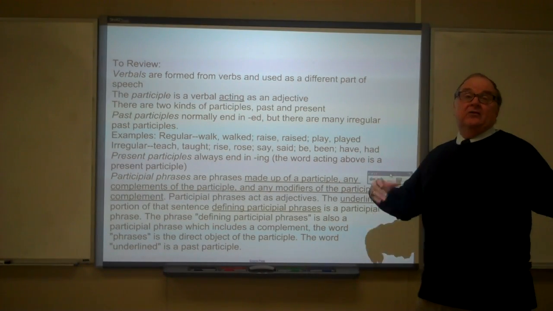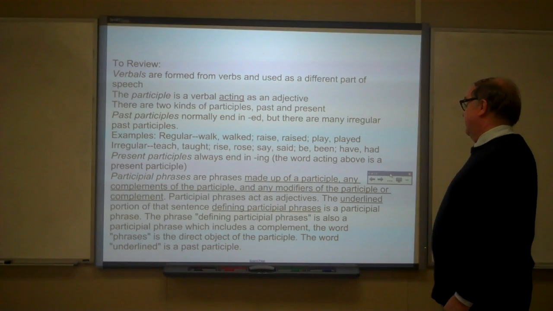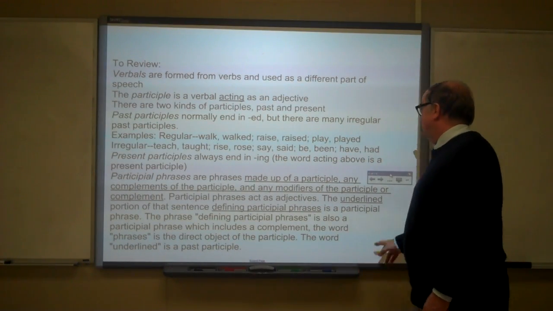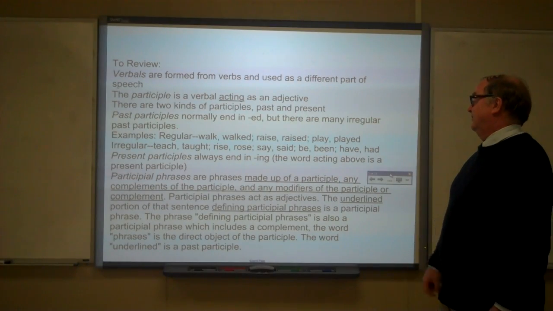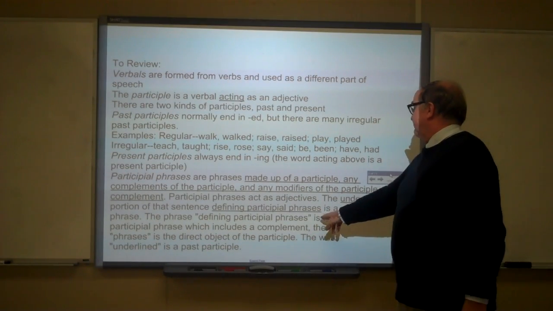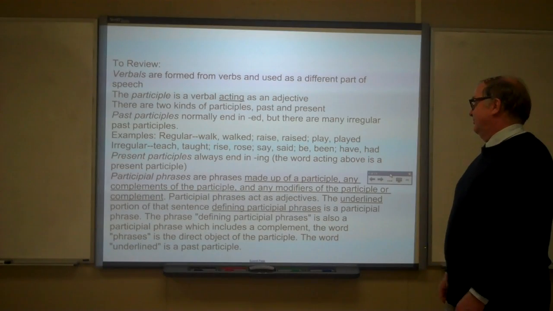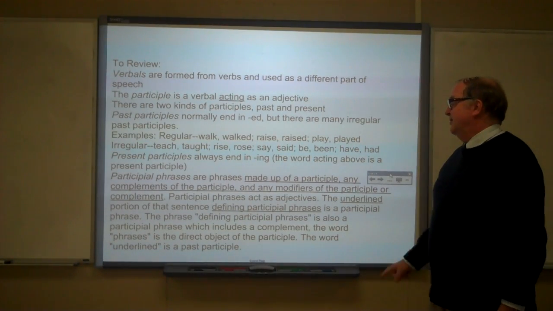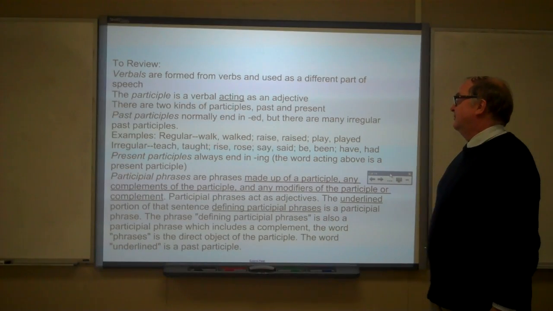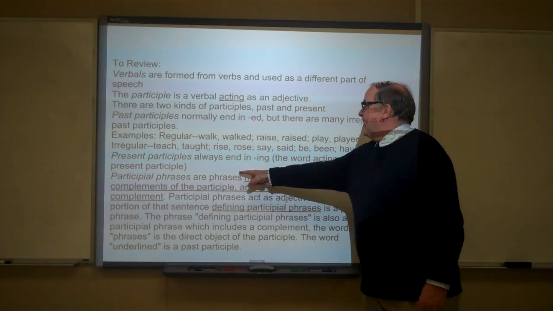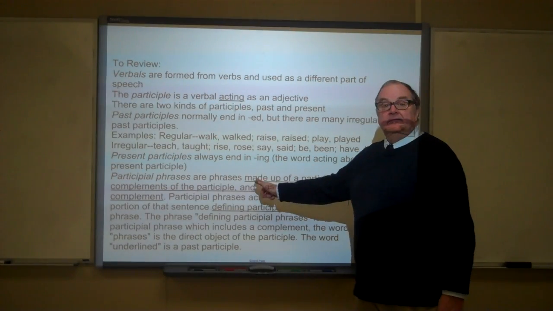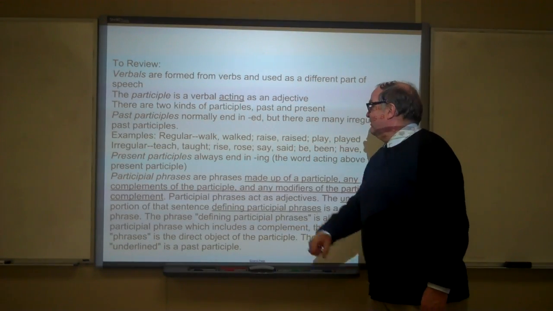Because remember, a phrase is a group of words acting as a single part of speech. The underlined portion of that sentence defining participial phrases is a participial phrase. The phrase defining participial phrase is also a participial phrase, which includes a complement. The word phrases is the direct object of the participle. The word underlined is a past participle. So, made is a participle. It's a past participle modifying phrases.